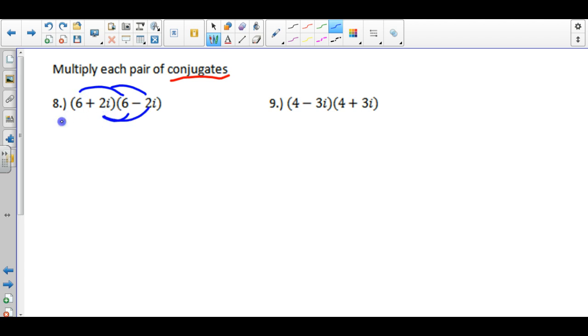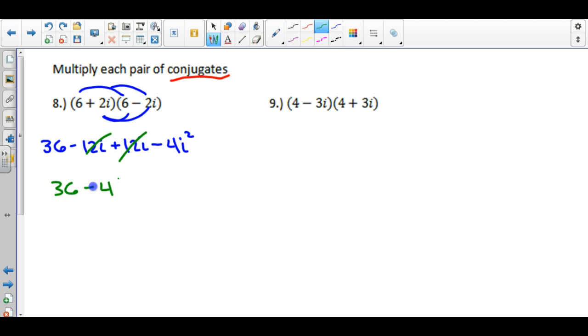The first step, 6 times 6 is 36. Then I have 6 times negative 2i, which is negative 12i. But notice the inside: I'm going to have a positive 12i, which is nice because that means these middle terms will cancel out. And then my last term is 4i squared. The nice part about conjugates is that every time you multiply a pair of conjugates, the middle terms drop out, and any imaginary number multiplied by its conjugate turns into a real number. So I'm going to bring down this part right here.